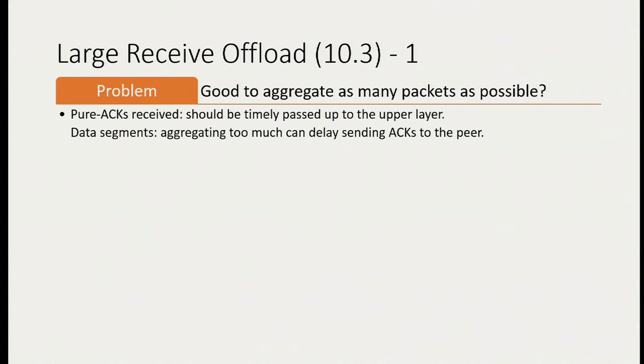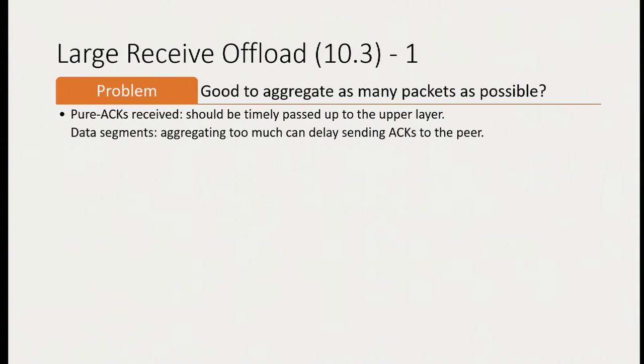For them, we found that we should not aggregate a lot of ACK segments. We have to pass them up in a timely manner to the upper layer TCP/IP stack, because if the FreeBSD TCP/IP stack fails to see the ACK in time, the local sending window is kept very small, so this hurts the TCP performance a lot.